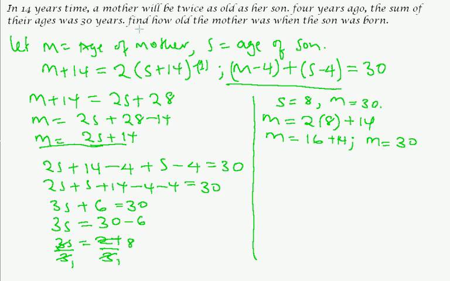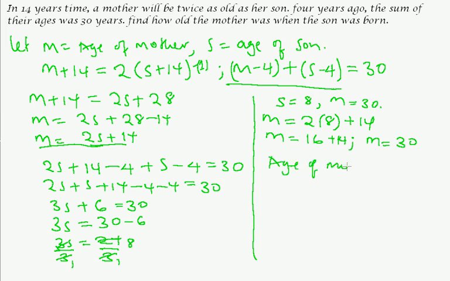So now what's the question? Find how old the mother was when the son was born. So if the mother now is 30 years and the son is 8 years, how old was the mother when the son was born? When the son was born, the age of the son obviously was 0 years. So to get how old the mother was, we subtract the age of the son from the age of the mother now.